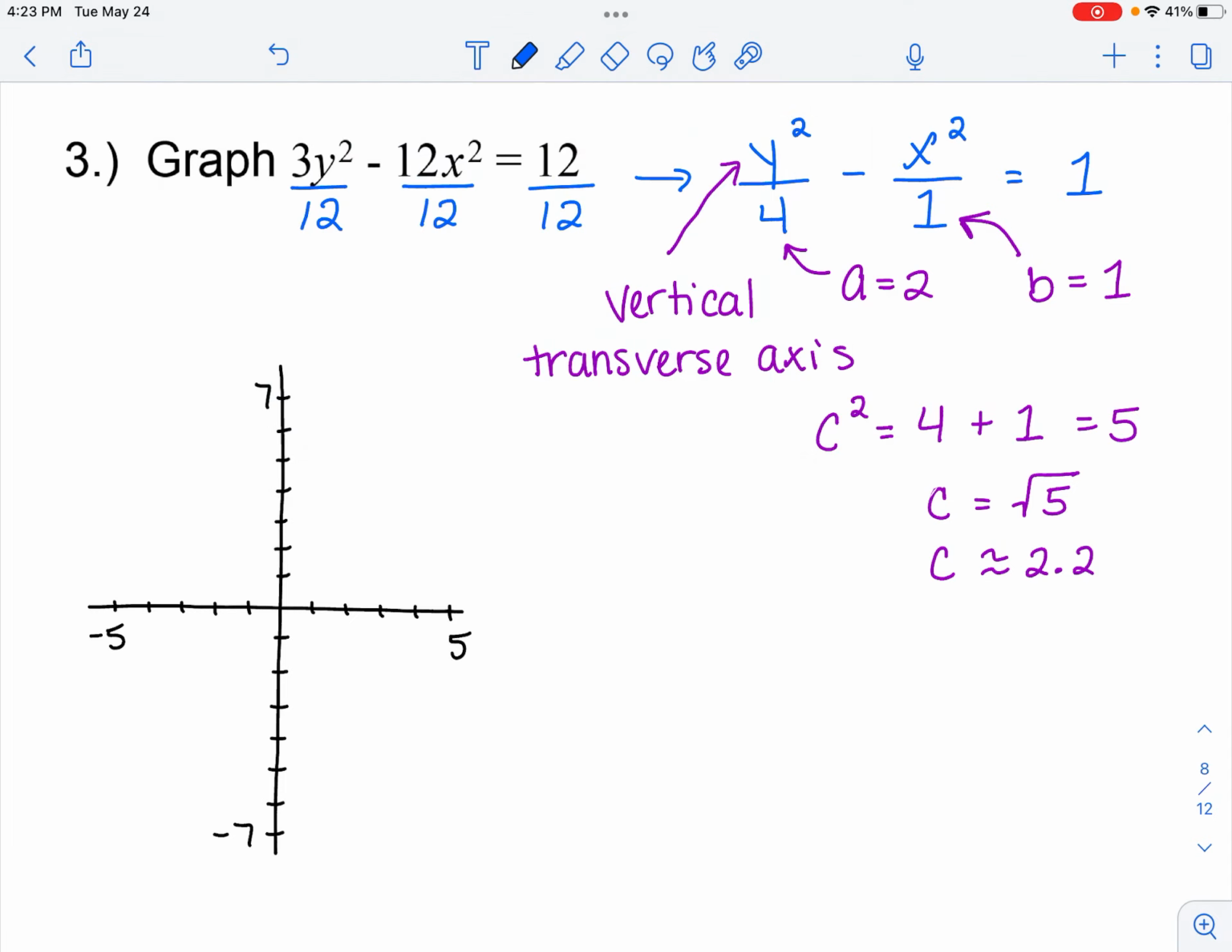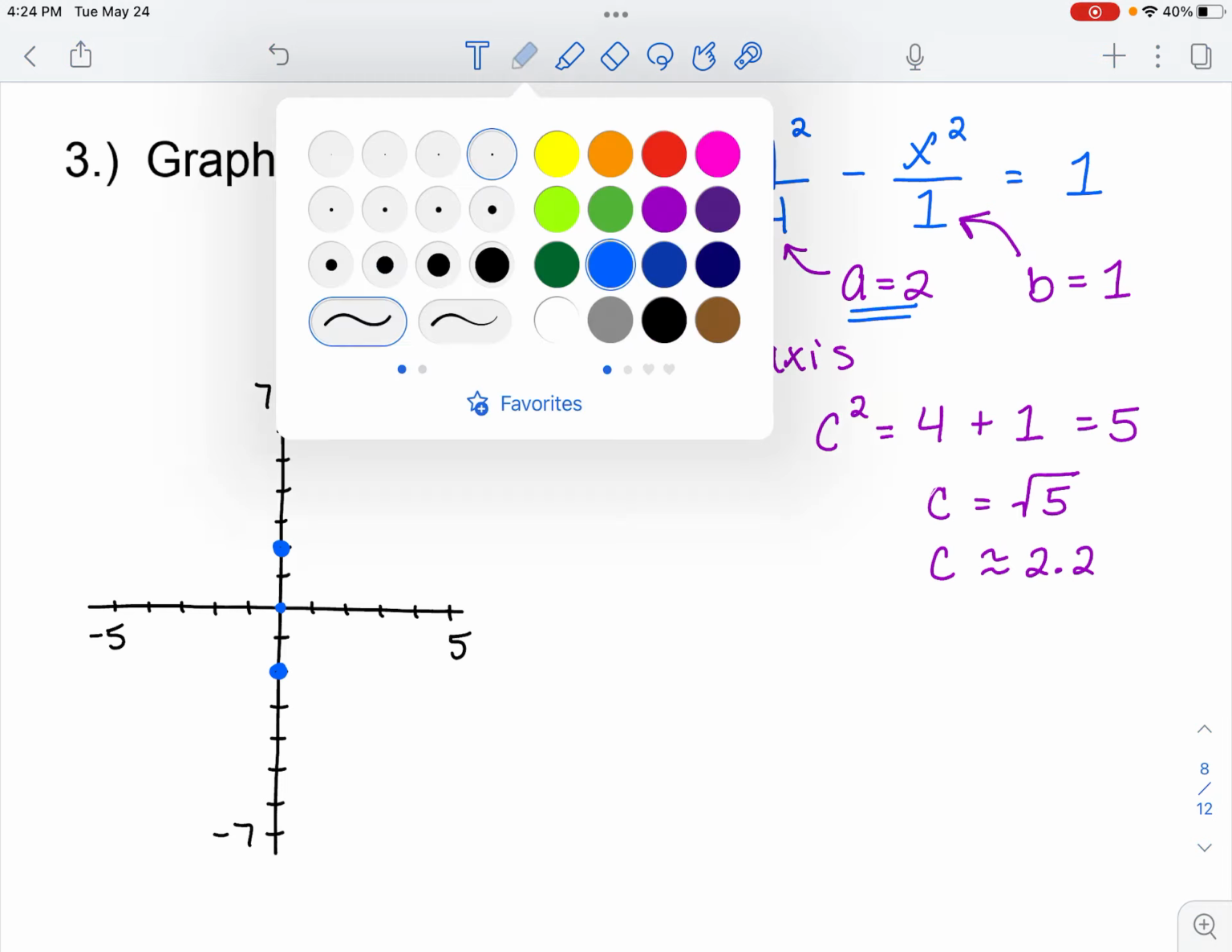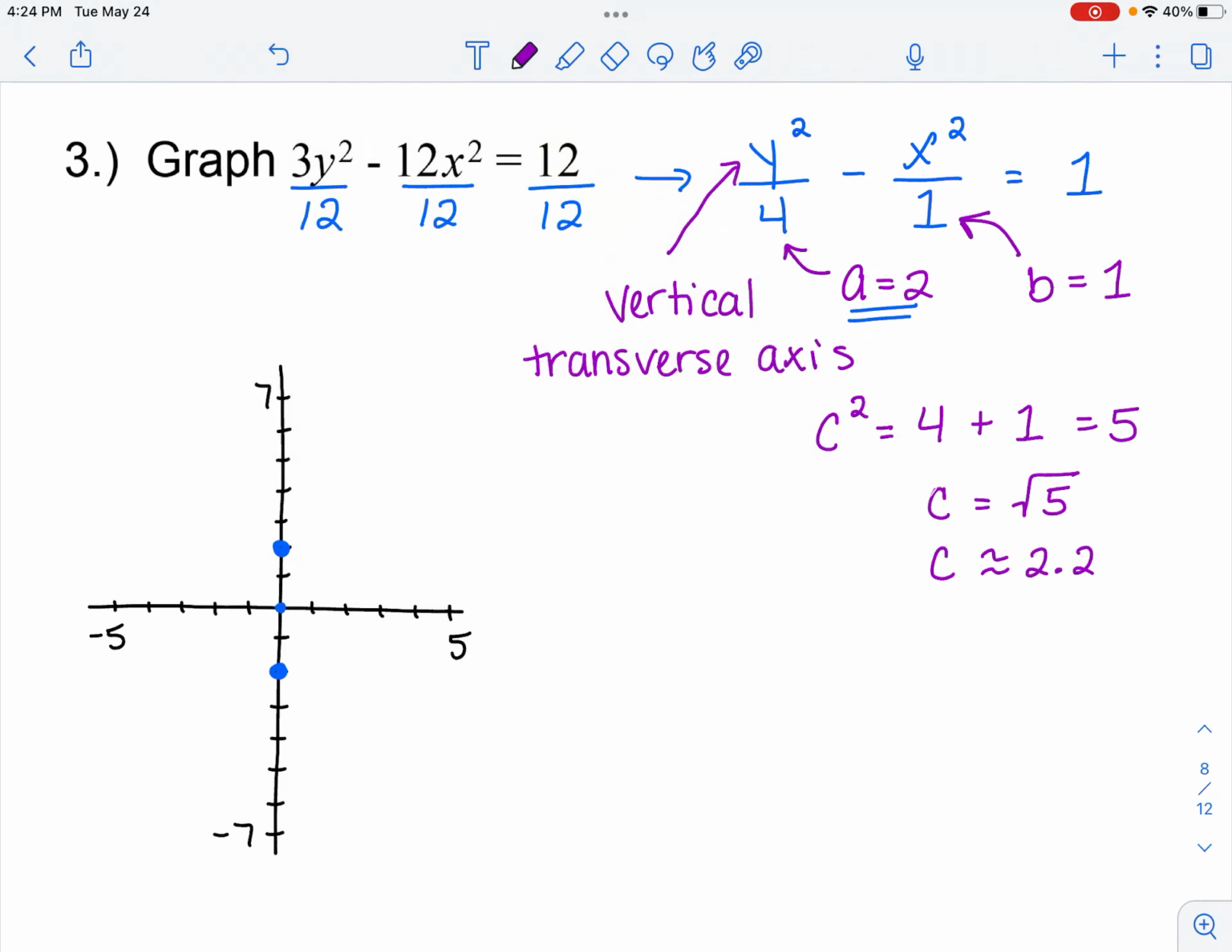All right, so here are our components. So the center is at the origin. We have a vertical transverse axis, so I need to go up, and it's going to be 2 units long. So I go up 2, there's my vertex, down 2, there's my vertex. Okay. Now, to construct the box for my asymptotes, I need to go 1 unit side to side. So I'm going to go 1 unit over, 1 unit over, 1 unit over, 1 unit over, okay?